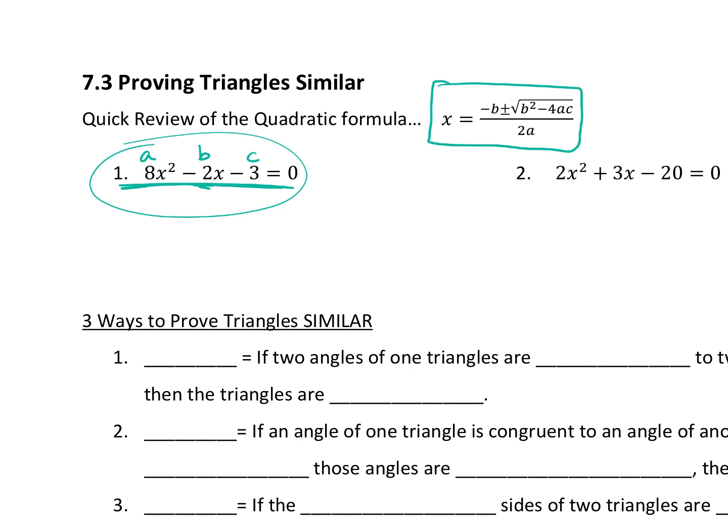So if I'm going to set this up, I'm going to say x equals negative B, which is a positive 2, plus or minus, right? Because we get 2 answers. The square root of B, which is a negative, put the parentheses around that, squared, minus 4 times 8 times negative 3, all over 2 times your A value. Is that coming back at all? Yes. You're just dropping numbers into a formula, right?